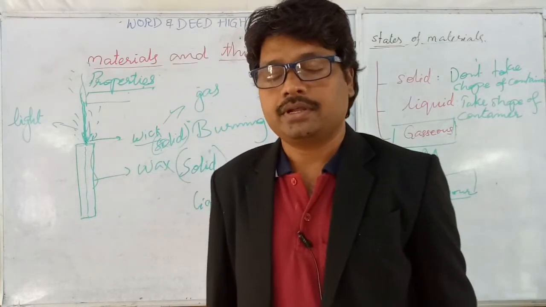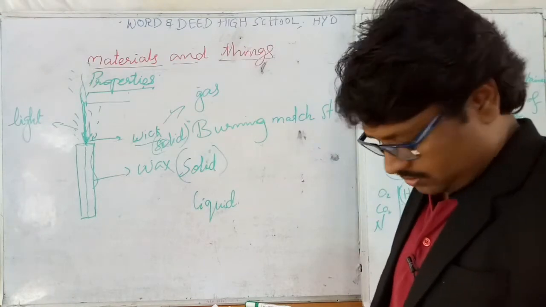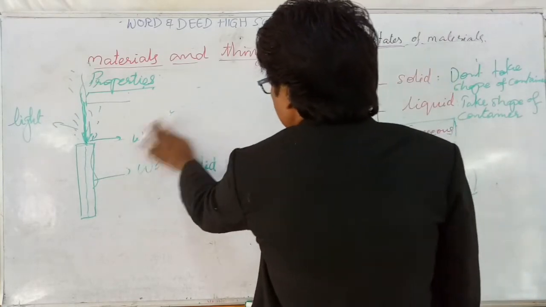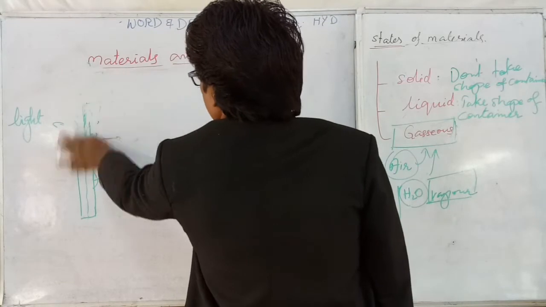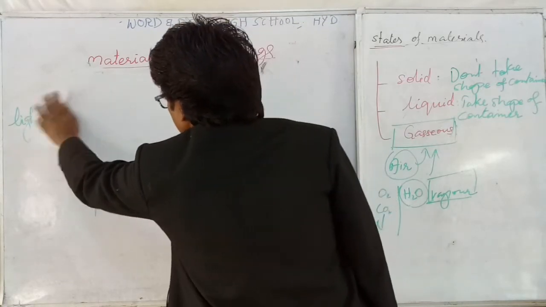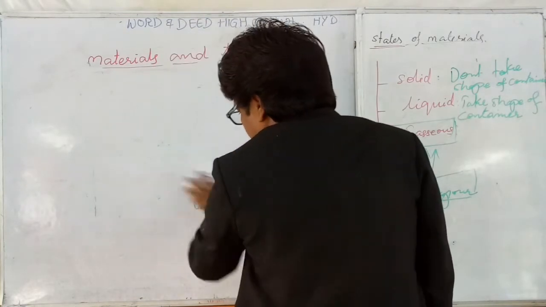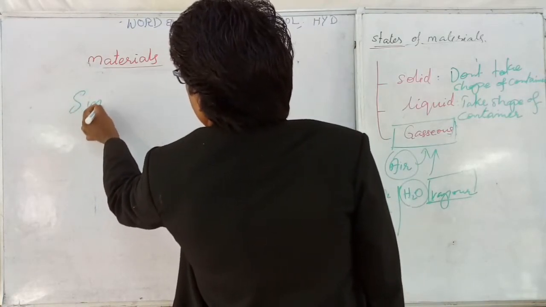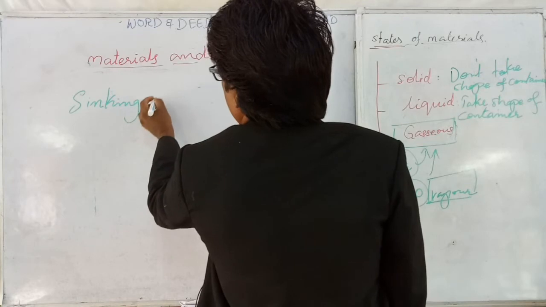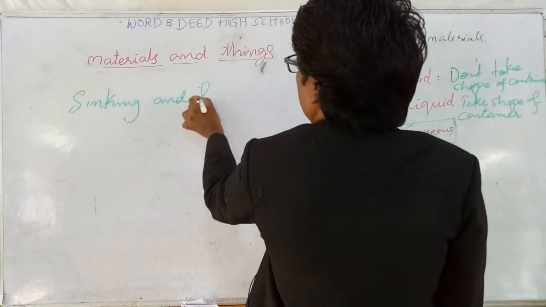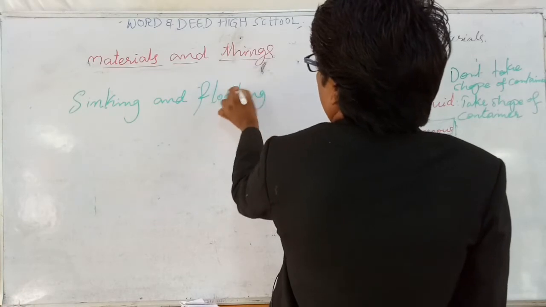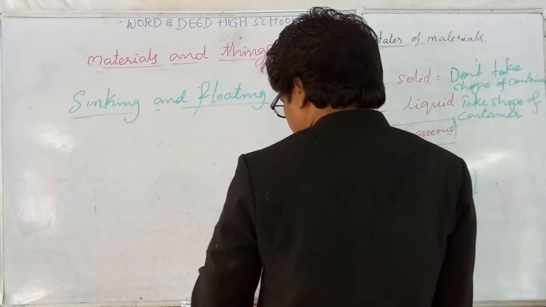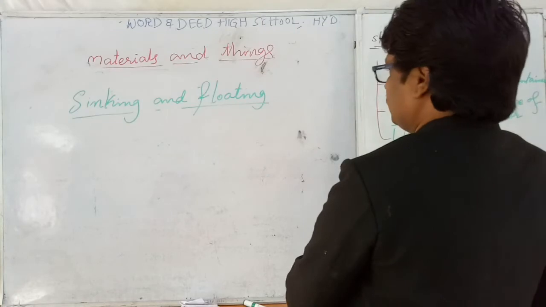And the next property of the materials is sinking and floating. Based on the properties, we have to understand the materials. Sinking and floating. How the sinking and floating is related to the materials.